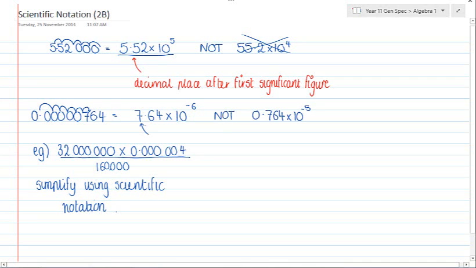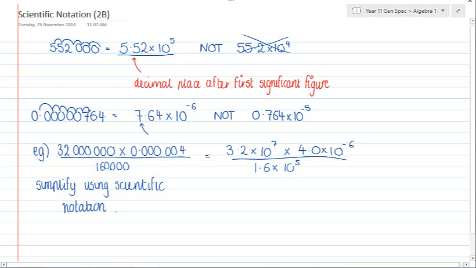An example of where using scientific notation can help to simplify a problem would be this one here. So we've got a big number times a really small number divided by quite a big number. If we convert them into scientific notation, we could write this as 3.2 times 10 to the power of 7 multiplied by 4.0 times 10 to the power of -6, and then divide that by 1.6 times 10 to the power of 5.